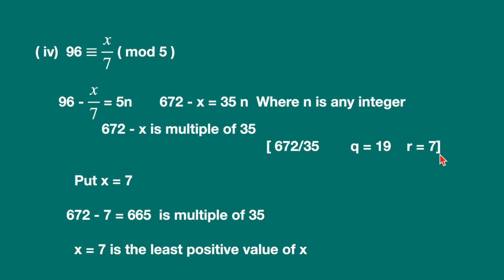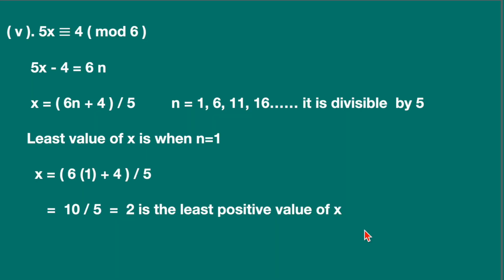Now let us take the value of x as 7 and see if this is correct. If you put x equal to 7, you get 672 minus 7, that is 665, which is a multiple of 35. If you divide 665 by 35, you will see that the remainder is 0. Therefore, x equal to 7 is the least positive value of x.